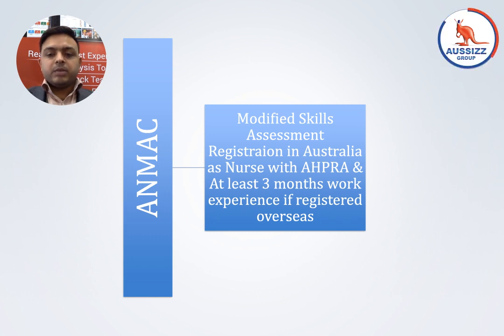To be able to apply for a skills assessment under the modified assessment, the applicant needs to have a registration in Australia, so they must be registered as a nurse or midwife with AHPRA, which is the registration body for nursing occupations. This is basically the only requirement if you are not registered overseas at all. But if the person has completed an initial qualification overseas and is registered overseas, they need to provide evidence that they have at least 3 months work experience as a nurse in the last 5 years.